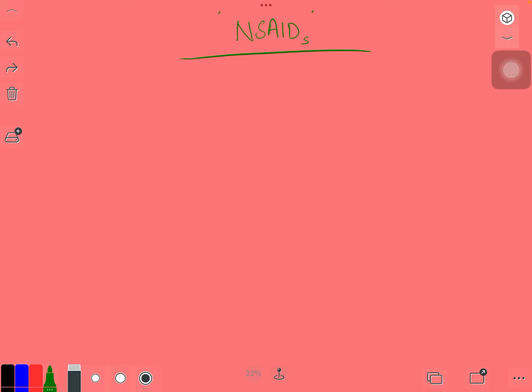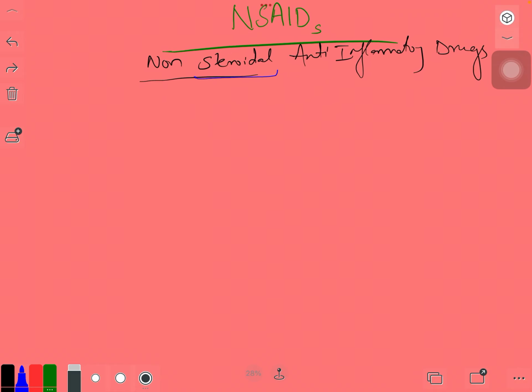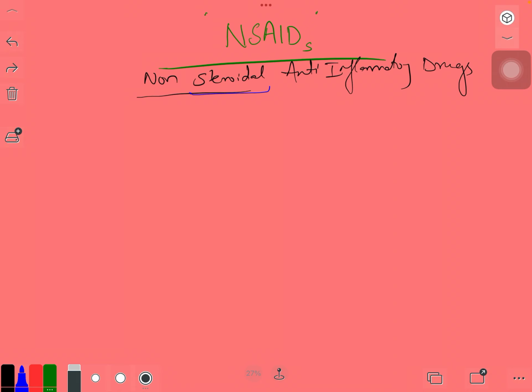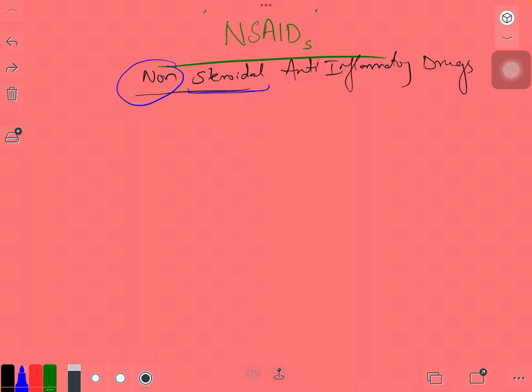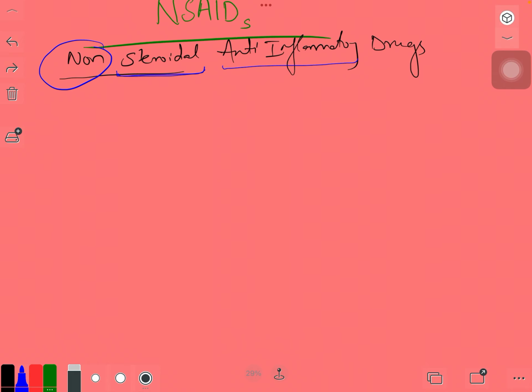Before going to the NSAID, the NSAID refers to non-steroidal anti-inflammatory drugs. Now these drugs are non-steroidal, so we must know that there is one category of drugs which act similar to the NSAIDs, but this one is non-, and that is a whole different group, which is particularly called the steroidal drugs. We will cover that some other day. And NSAID is anti-inflammatory. It decreases the inflammation.